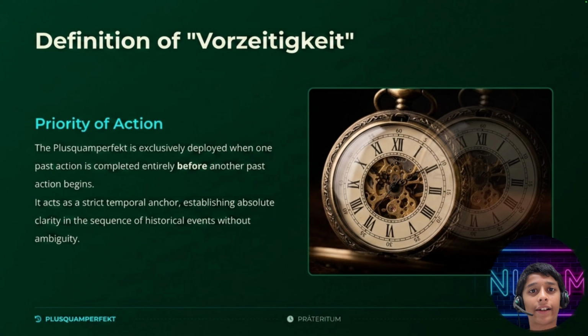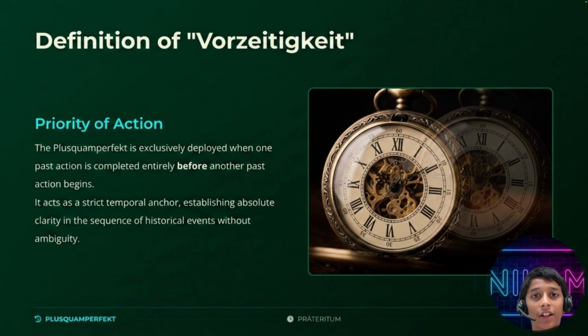Now let's get a little technical. But don't worry, this is the only vocabulary word you will need today. Vorzeitigkeit. It literally means before-timeness, the quality of happening earlier. The rule on screen says it clearly. The Plusquamperfekt is used exclusively when one past action is completed entirely before another past action begins. It acts like a strict temporal anchor, giving you zero ambiguity about the order of events.